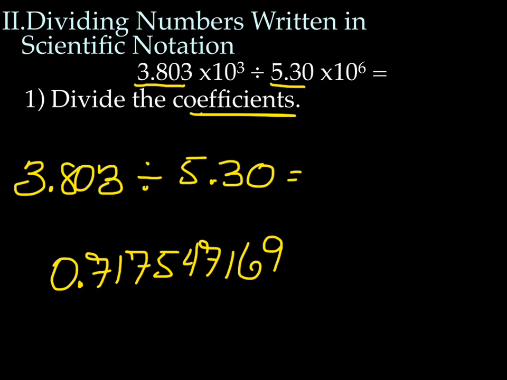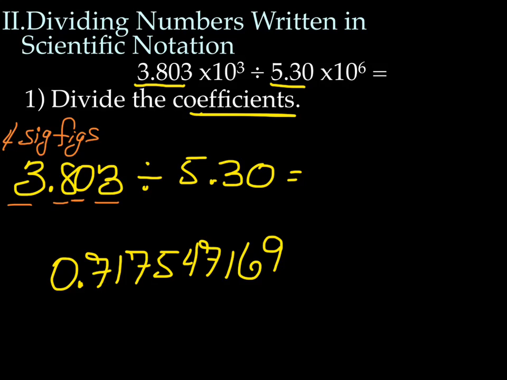Next, let's deal with the significant figures. Remember, the number of significant figures in our answer needs to be the same as the least number of significant figures in our problem. So let's look first at 3.803. Is the 3 significant? Yes, because it's a non-zero digit. That is true also of the 8 and the other 3. What about this 0? Is it significant? Well, it's between two non-zero digits, so it is significant. So 3.803 has 4 sig figs.